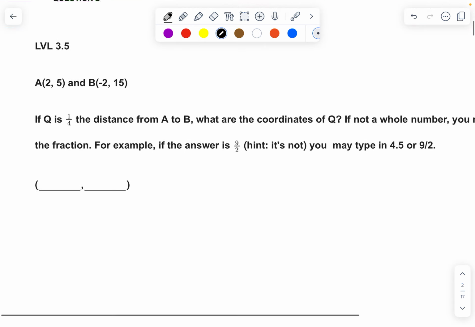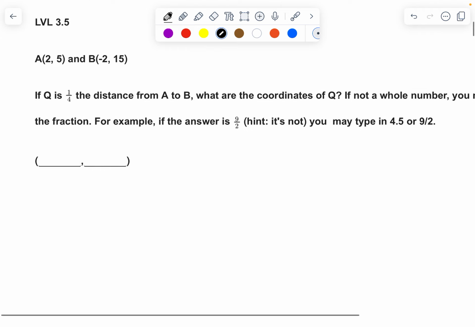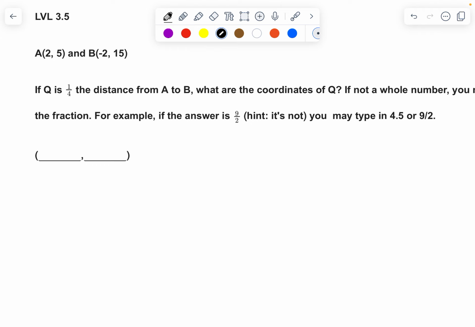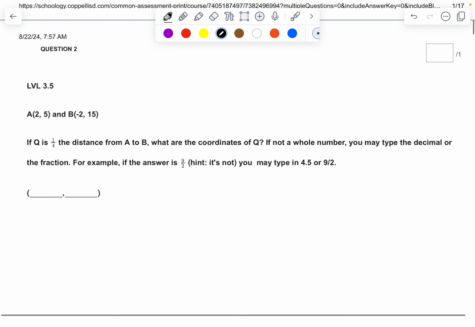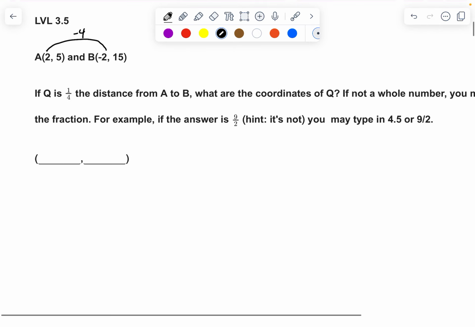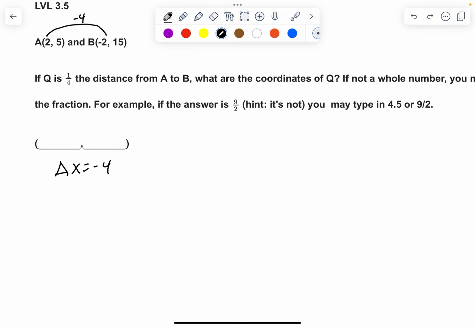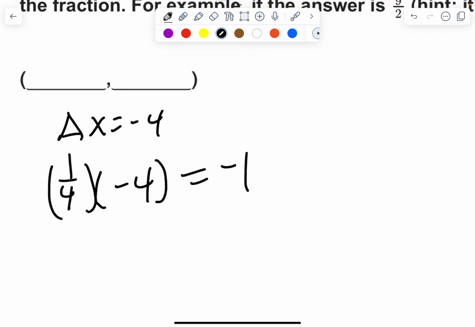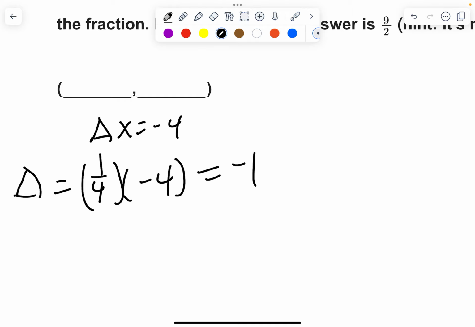A and B again, it says Q is 1/4 the distance from A to B. So similar idea, we need to know our delta X and our delta Y. To go from 2 to -2, that is -4. So if we know that delta X equals -4, and we want to go 1/4 of that, we need to do 1/4 of -4, which is -1. Now that's the delta. That's how far we're moving. That is not the answer.